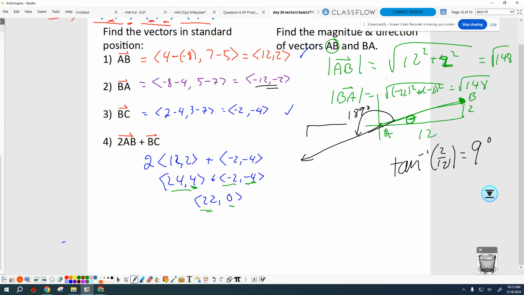So what's your question? I was wondering why we were figuring out that angle, then I read that it asks here to find the direction and magnitude of AB and BA. Magnitude will be exactly the same. They are both the same length, but the directions are exactly the opposite. One is 9 degrees and one is 189 degrees.